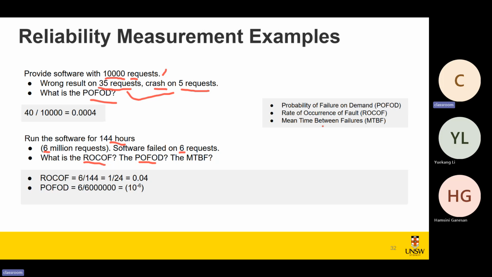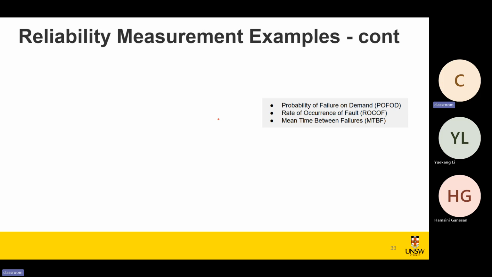And what is the mean time between failures? So if we want to calculate it accurately, we should use the information of timestamp. But if we just want to briefly estimate this value here, we can simply use the total number of time divided by the number of requests. So basically, it's around 24 hours per failure. And let's continue.